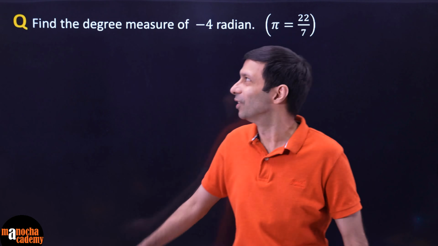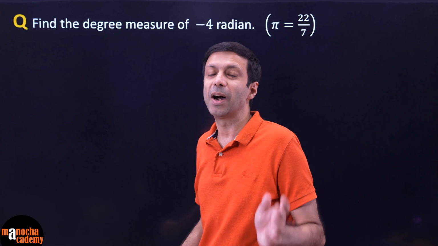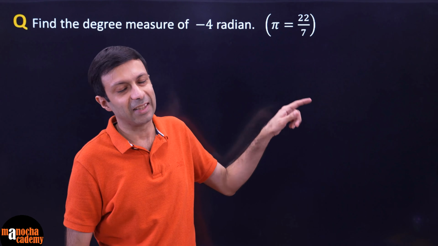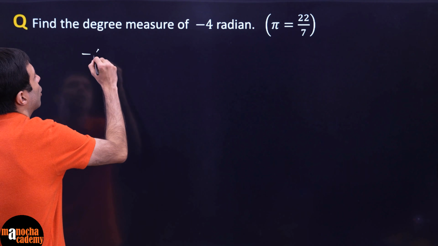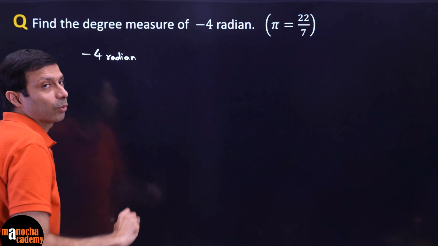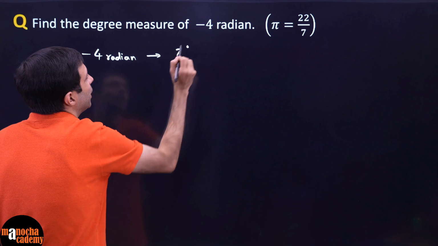Here's the next question. Find the degree measure of -4 radian. Remember, -4 means you're going clockwise when you're making the angle. So our job is to convert this into degrees, so we will not care about it and just keep the sign. We don't care about clockwise, anti-clockwise right now. So -4 radian, I need to convert it into how many degrees?